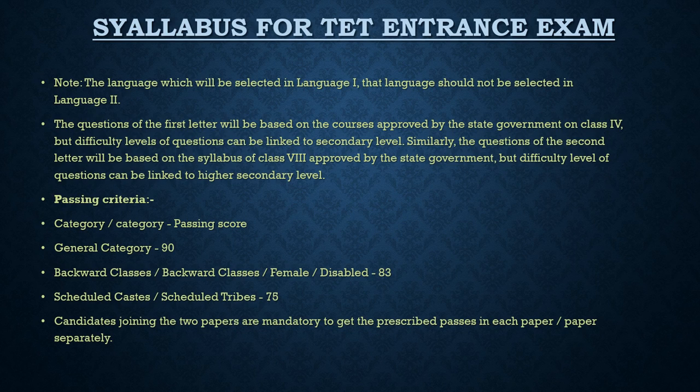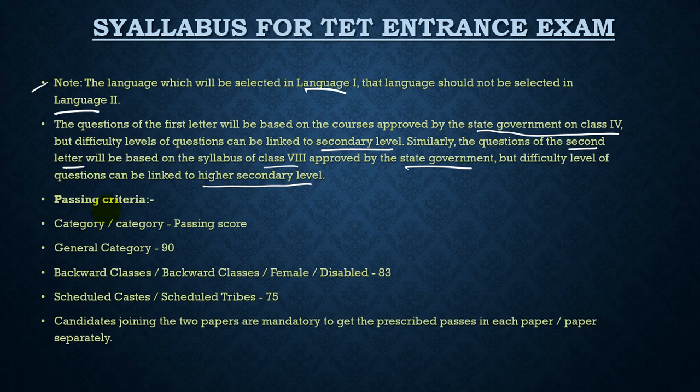Yeah, this here is written that the language which will be selected in language 1 should not be selected in language 2. The questions of the first paper will be based on the syllabus approved by the state government for class 4, but the difficulty level of the questions can be linked to secondary level. Similarly, the questions of the second paper will be based on the syllabus of class 8 approved by the state government, but the difficulty level of the questions can be linked to a higher secondary level.